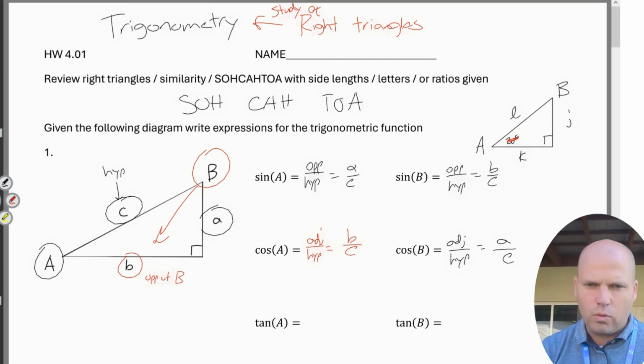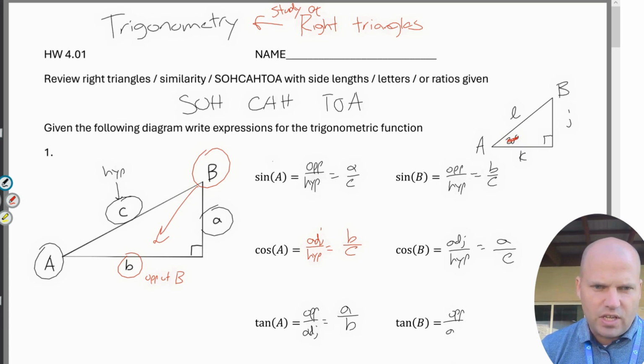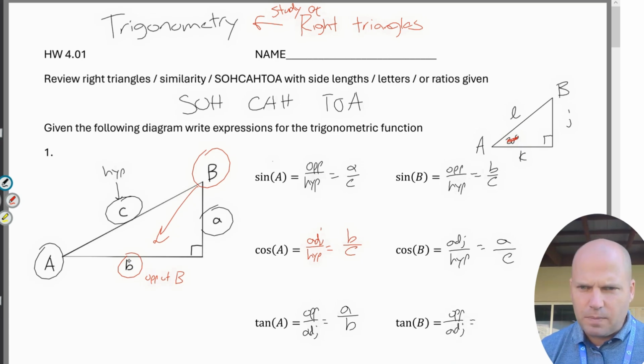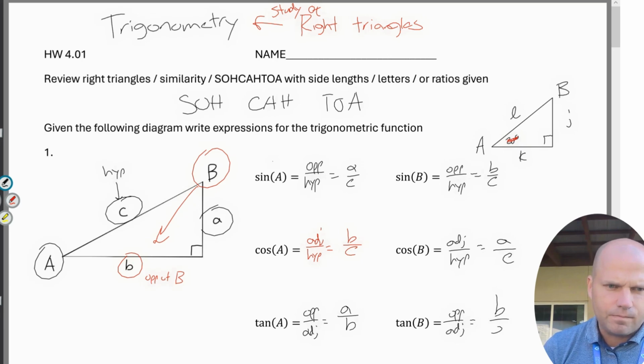We'll see more when we get to numbers, how things work out. The tangent of A is A over B. That's opposite over adjacent in SOHCAHTOA. We use this mnemonic to help us. Opposite over adjacent. So opposite is A and then adjacent is B. The tangent of B would be flipped. The opposite over the adjacent would be flipped, B over A.